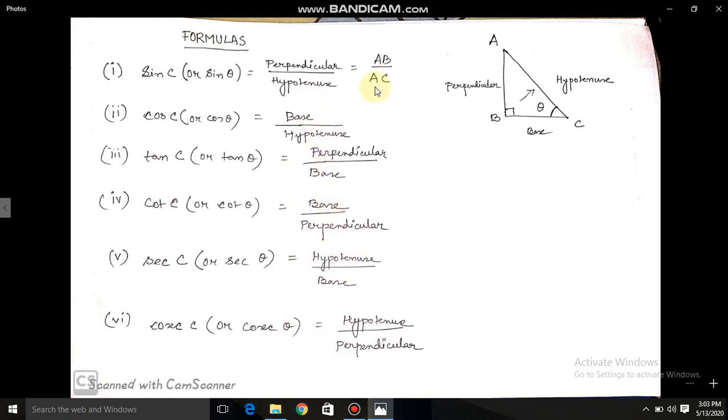And keep in mind the value of perpendicular and base depends on the angle of reference. Here the angle of reference is C. That's why this is perpendicular and this is base. Now, if the angle of reference becomes A, this will become perpendicular and this will become base. I hope it is clear.